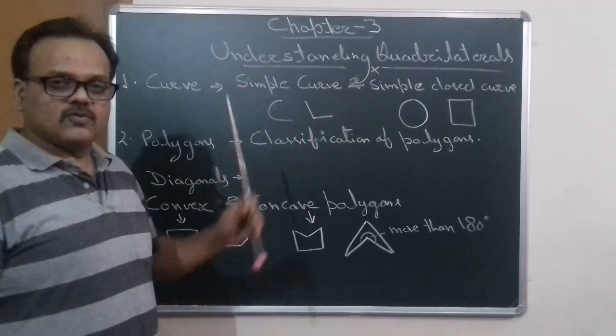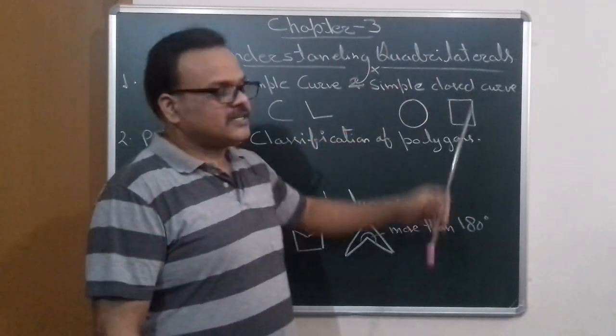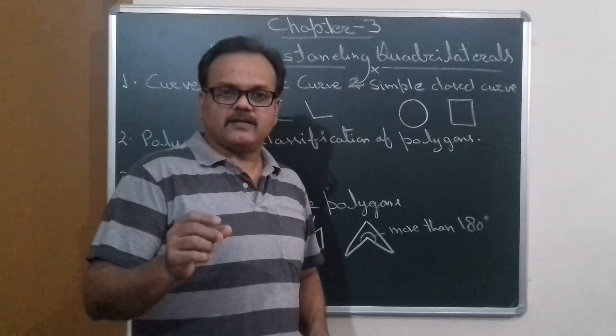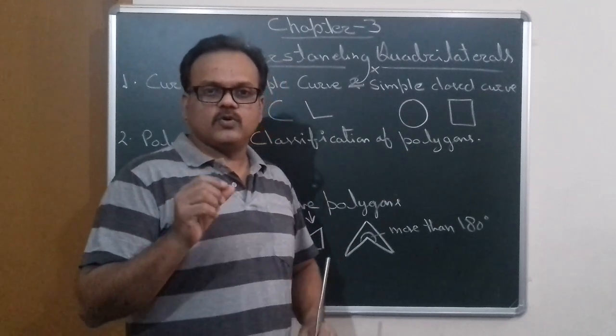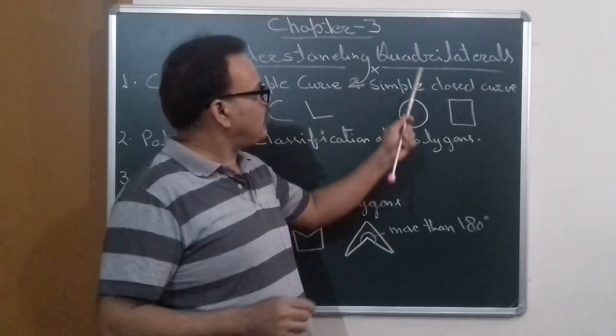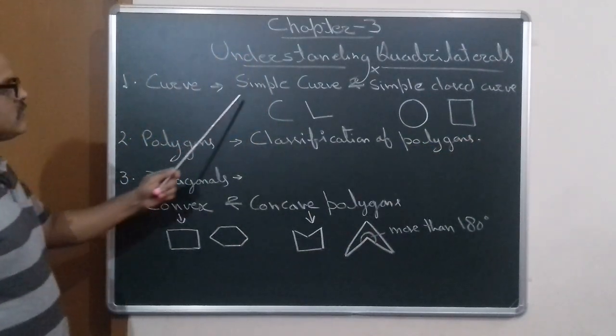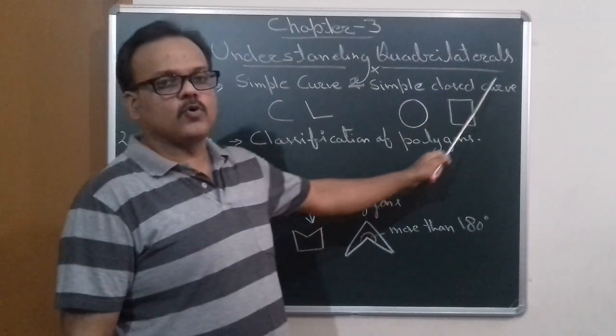In this chapter, understanding quadrilateral: you all know, quad means four and lateral means side. So any closed figure which has four sides is called a quadrilateral. Now the first thing is curve: simple curve and simple closed curve.